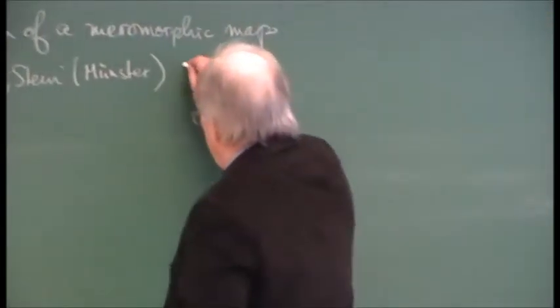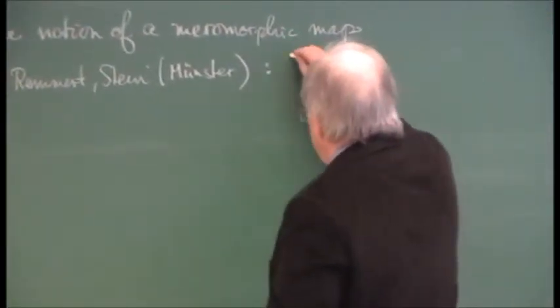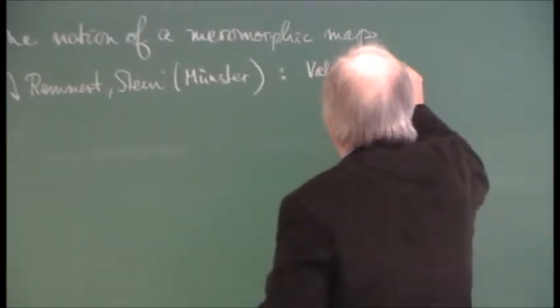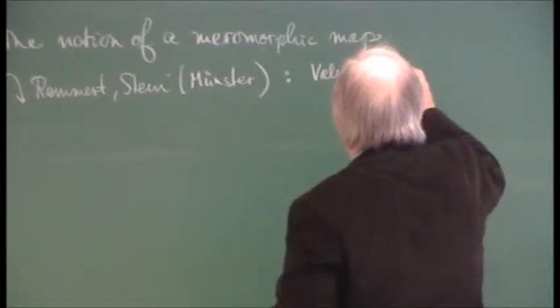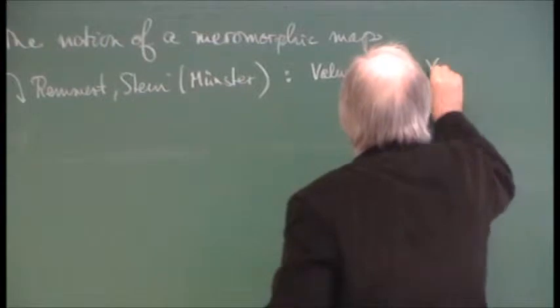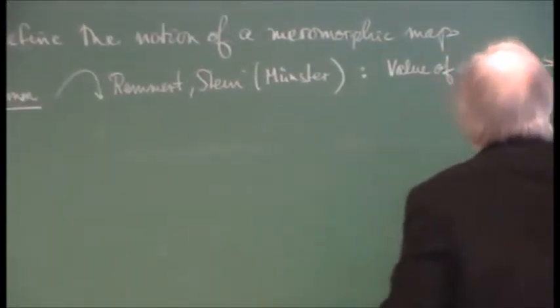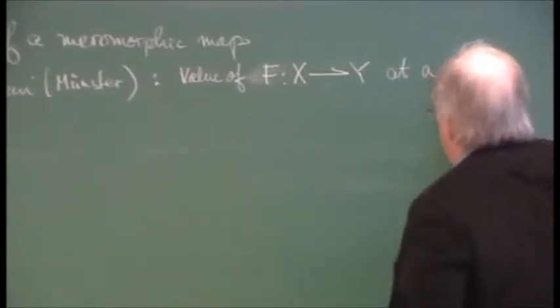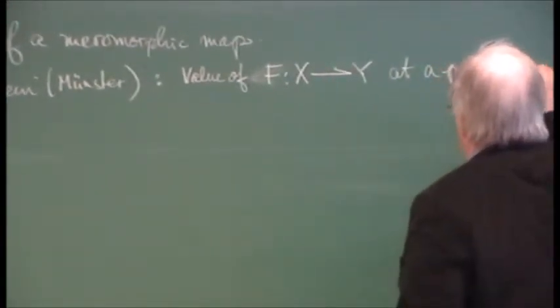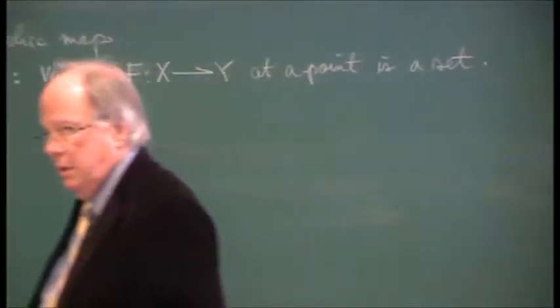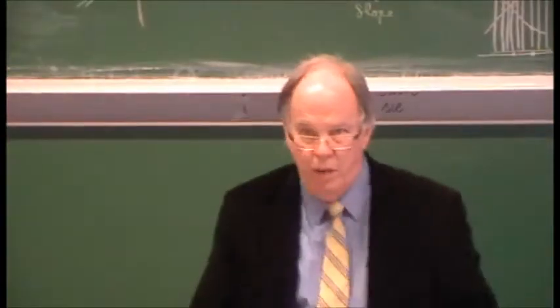And what they understood is, the key thing is that the value of a point of M, so say of a mapping, which I'm going to write like this, it's not everywhere defined, at a point is a set. So the correct notion of mapping here is it's a set valued map.